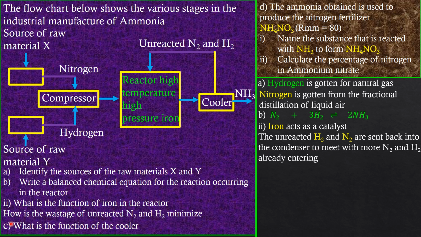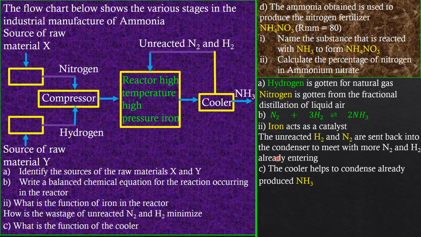Then the next part, they are saying: what is the function of the cooler? So, guys, the cooler in this case simply helps to condense the ammonia being produced, okay? Because it is being produced in this case as a gas. The cooler simply helps to condense it such that we could collect it no longer as a gas anymore.